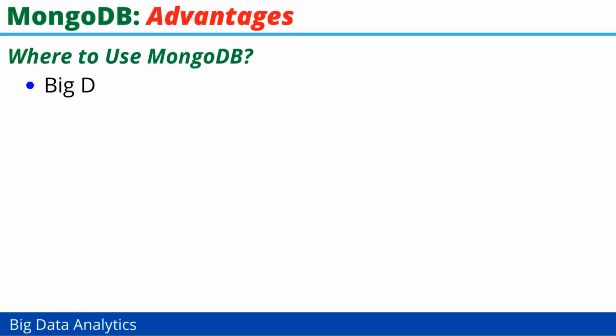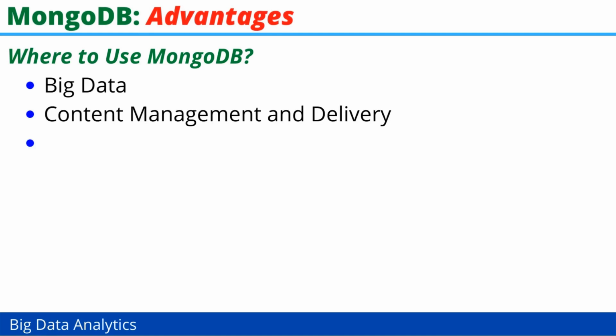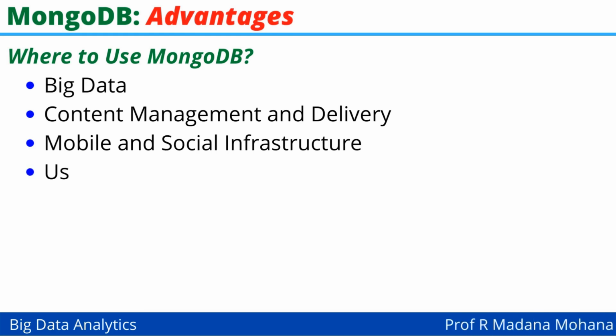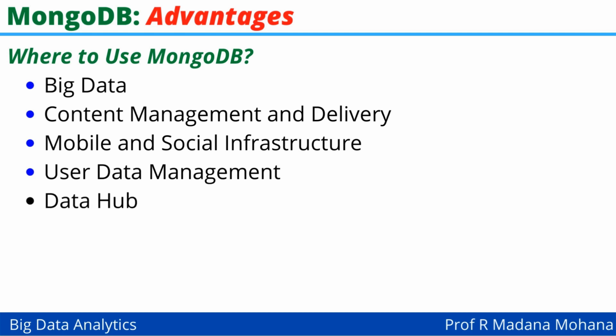Then where to use MongoDB? First and foremost in big data, where MongoDB is used very frequently. Then content management and delivery. The next one, mobile and social infrastructure. Then user database management applications. Then data hub. These are some of the areas where MongoDB is used. These are the advantages of MongoDB.